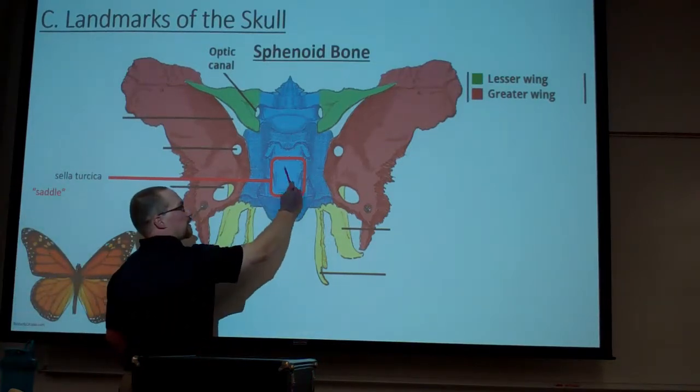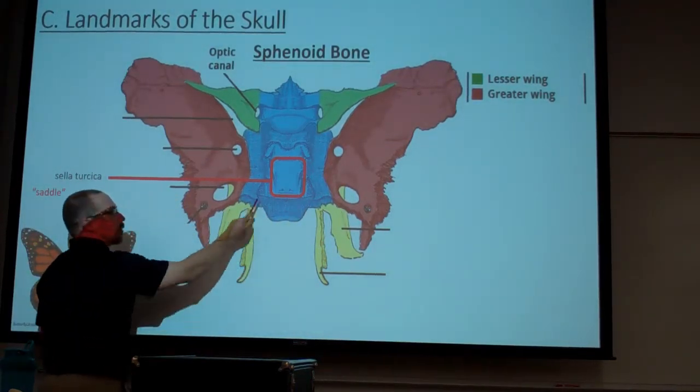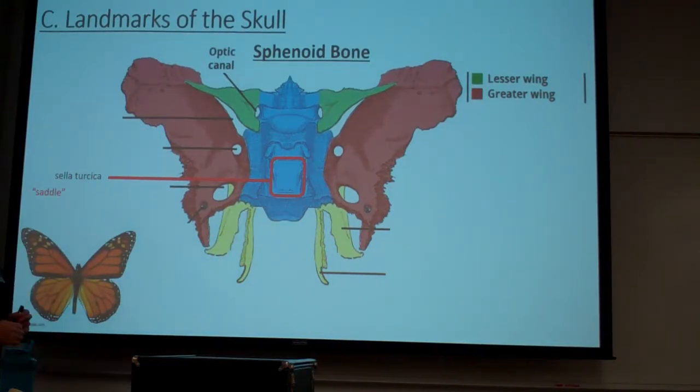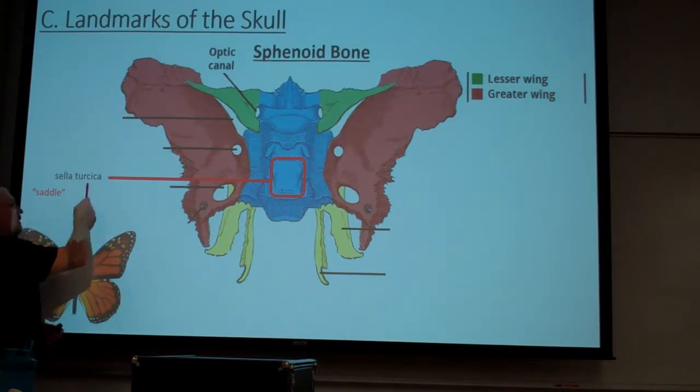And lastly, in the middle here, you kind of got a saddle. And we call that the sella turcica. And that's where your pituitary gland sits. Sella turcica right there.